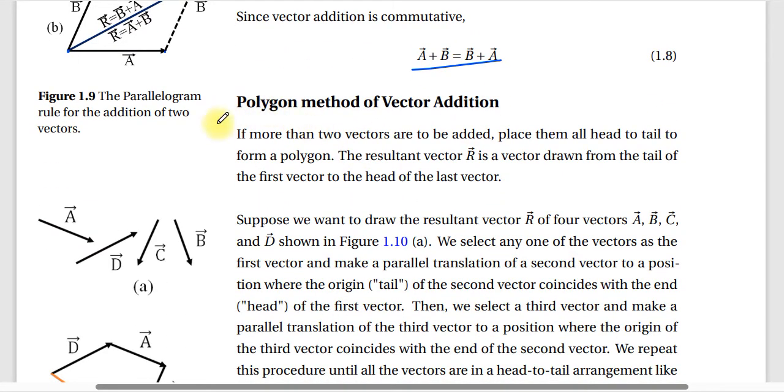The other, third method is the polygon method of vector addition. If more than two vectors are to be added, place them all head to tail to form a polygon.